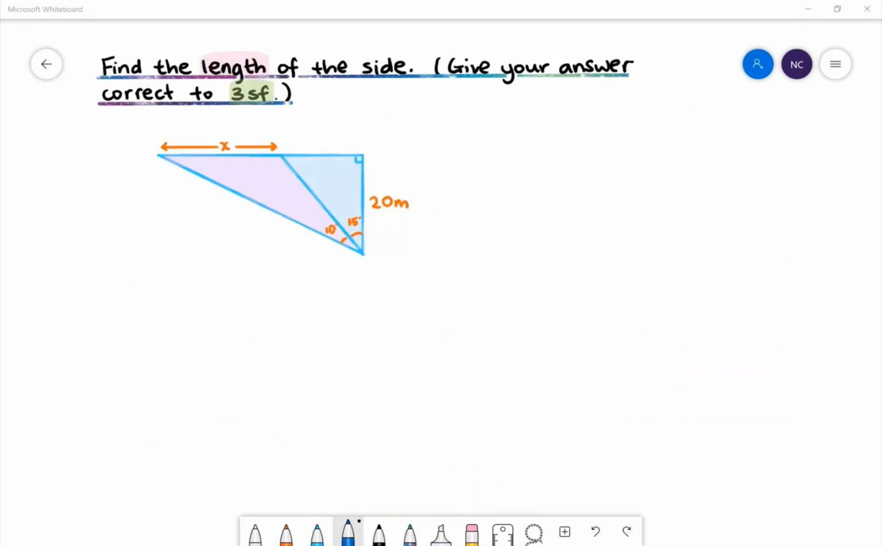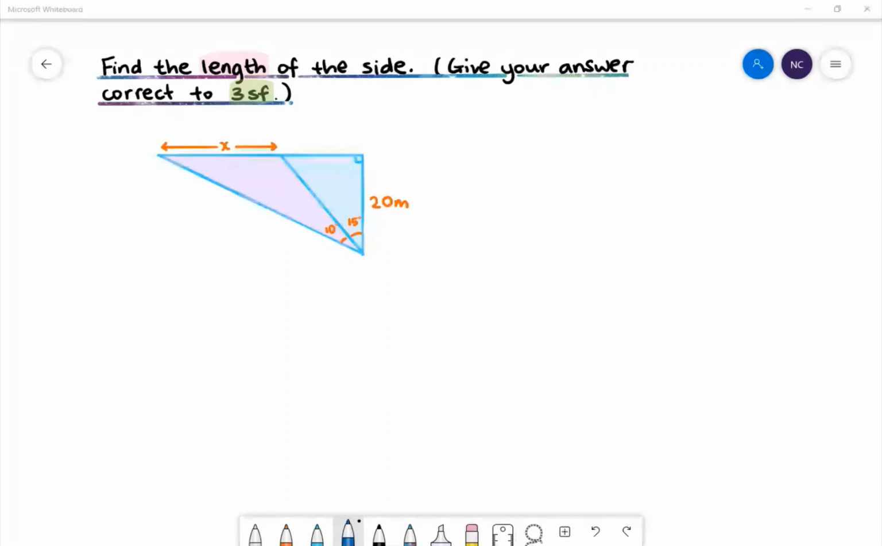Here is our next example. Find the length of the side. Give your answer correct to three significant figures. Here we have a large triangle with a smaller blue triangle and a purple triangle inside. We have a side length of x on the purple triangle and 20 meters on the blue triangle, and the angles of 10, 15, and 90 degrees.